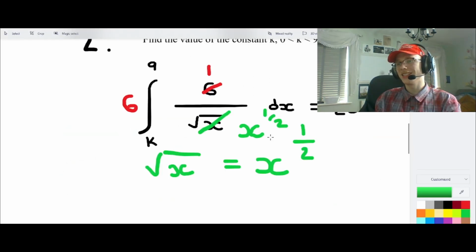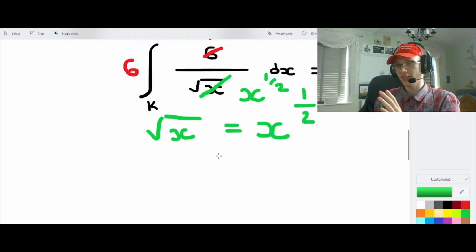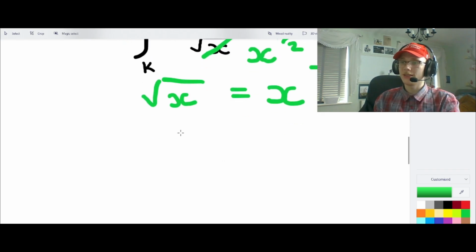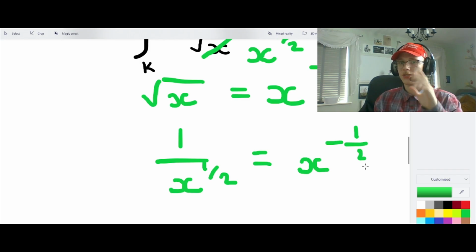Now that we know this is x to the power of a half, what this means is that because it's on the bottom of a fraction, it's going to be to the power of minus a half because it acts as flipping a fraction. So whenever you have 1 over x to the power of a half, this is the same as saying it'll be x to the minus a half. It's just a rule. You don't have to know where it comes from. You just have to know that it's a thing.